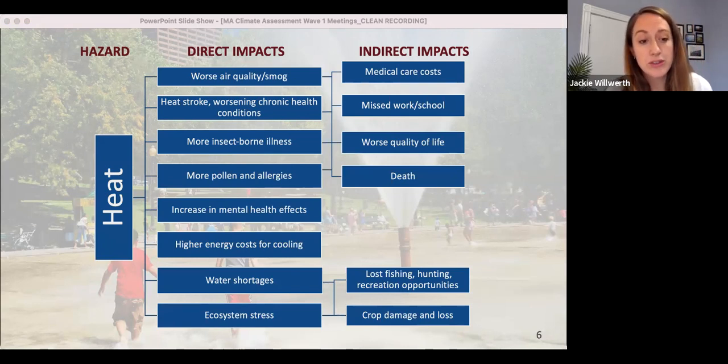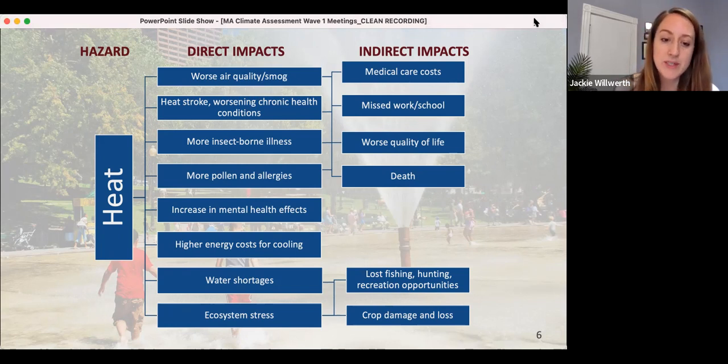Heat has also been shown to cause increase in mental health effects, and higher temperatures also require higher energy costs for cooling. And finally, at the bottom, heat can lead to water shortages and also ecosystem stress and change in habitat, which can lead to lost fishing, hunting, recreation opportunities, as well as just loss of species and stress in the ecosystem, and also crop damage and loss.